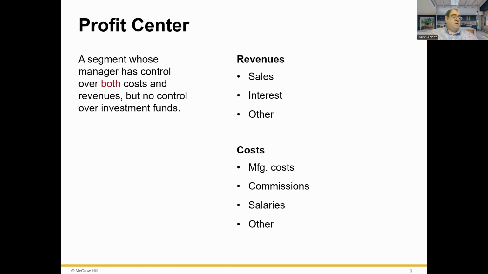Now, a profit center. A profit center is where the manager has control over both their costs and revenues.